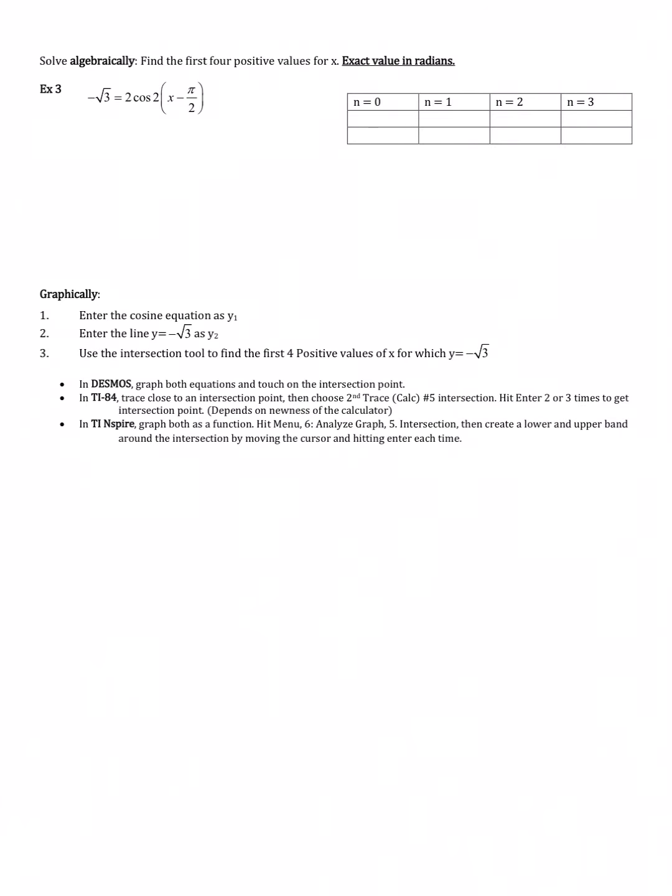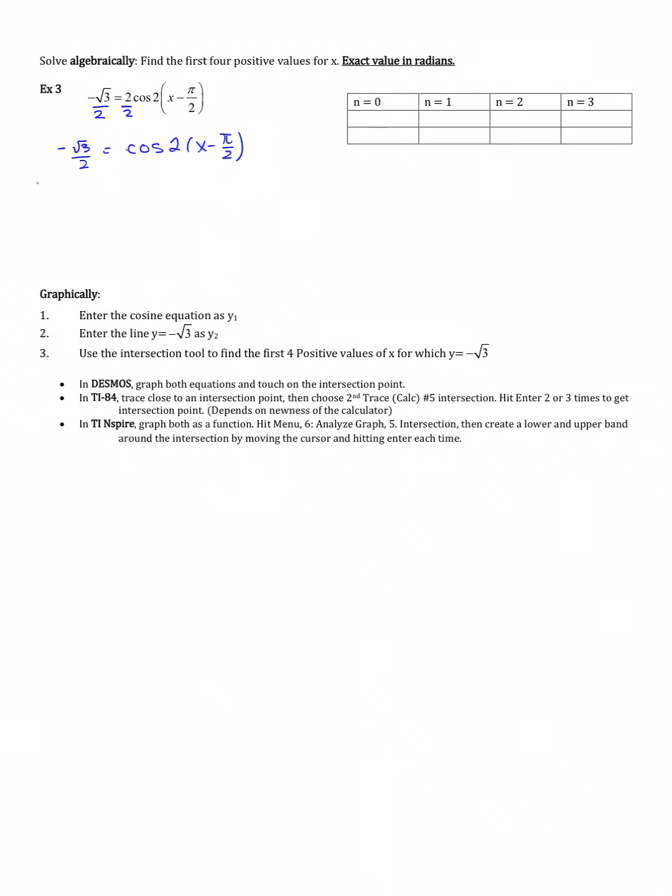Now, what if we take the calculator away from you? Because that happens. So here it says, solve algebraically. Find the first 4 positive values for x. All right, so we start off algebraically and we divide by 2. So I have negative rad 3 over 2 equals cosine 2x minus pi over 2. All right, at this point, we take the arc cosine of both sides.